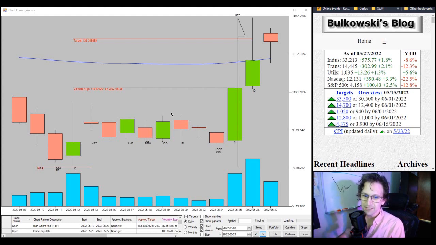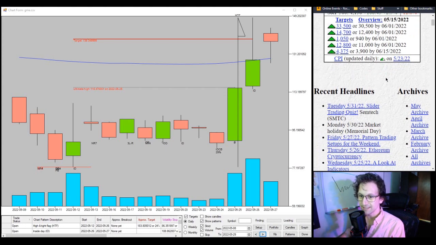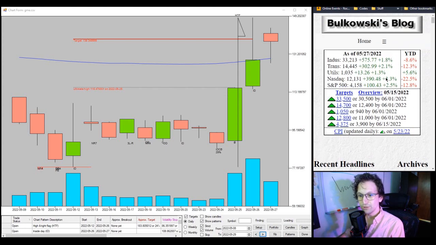So here we go. Let's talk about this. Why do I want to pull up GameStop? Why now? Because this is the first time that I've seen GameStop appear on Bulkowski's blog under a recognized and tradable chart pattern. So when you do look at this page, you can see up here that there are a bunch of targets and overview.